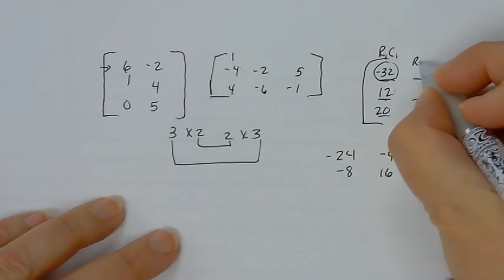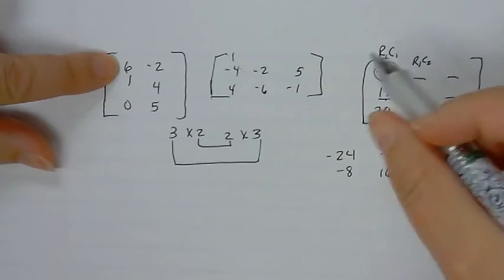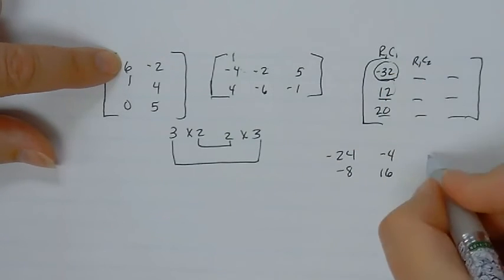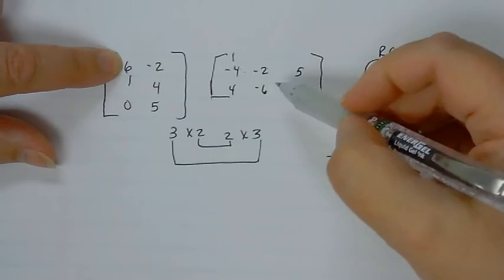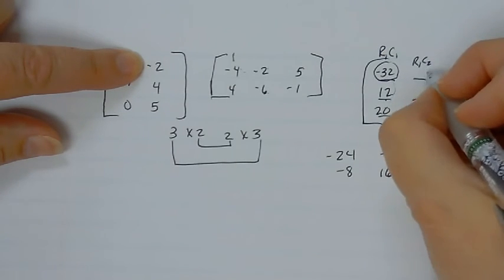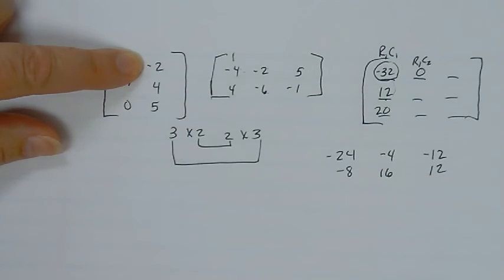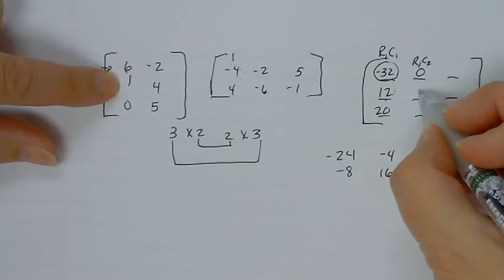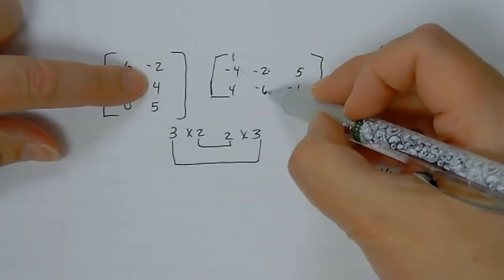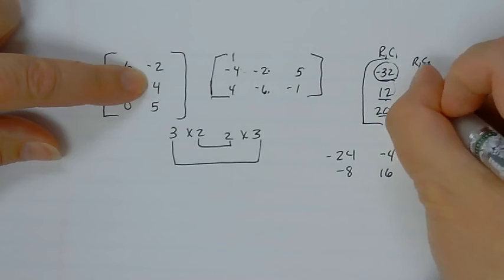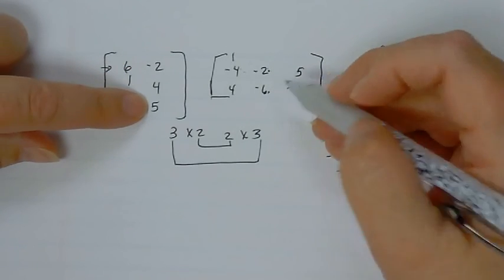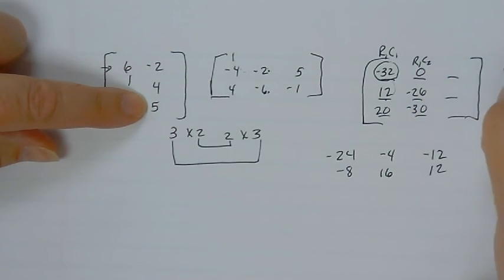Okay, this spot is row 1, column 2. So I'm still on row 1, but now I'm going to use column 2. 6 times negative 2 is negative 12. And negative 2 times negative 6 is positive 12. So in this spot, I put a 0. This is row 2, column 2. So negative 2 plus negative 24 is negative 26. This is row 3, column 2. So 0 plus negative 30 is negative 30.